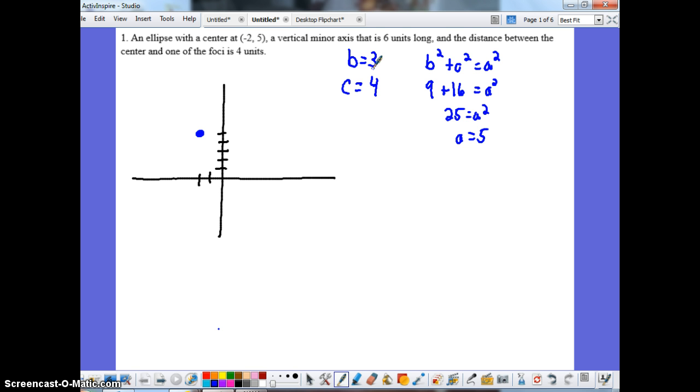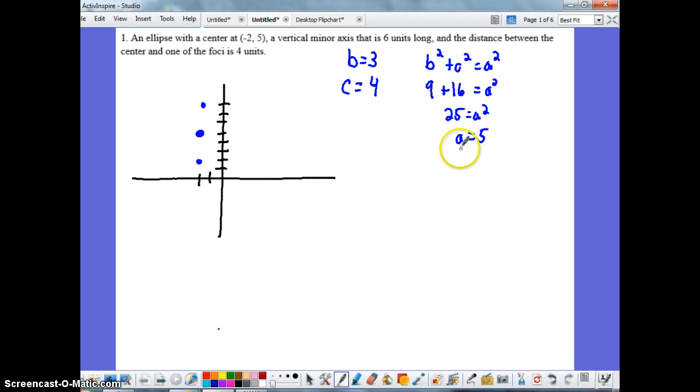So what we have to decide is, how do we know which way this is going to be going? Since it says it's a vertical minor axis, the B is a 3, I'm going to use that vertically. So I'm going to go up 3 and down 3 from there. They are the endpoints of the minor axis.